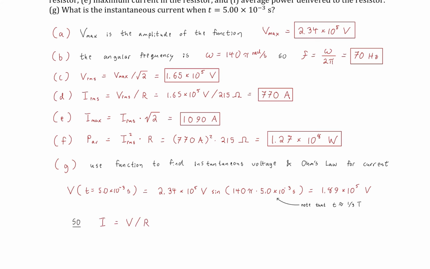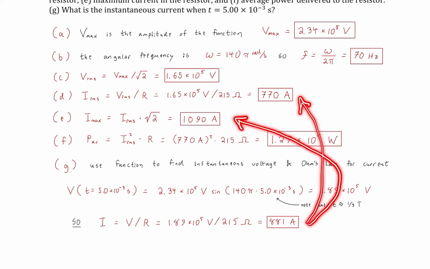And then we're going to use that to find the instantaneous current at the 5 millisecond mark. So simply plug in the instantaneous voltage that we found, divide by the resistance, which is not time dependent, and then we find out that we get 881 amps. What's interesting about this is this value is greater than the IRMS, but less than the maximum, which makes sense because it's a third of a period.